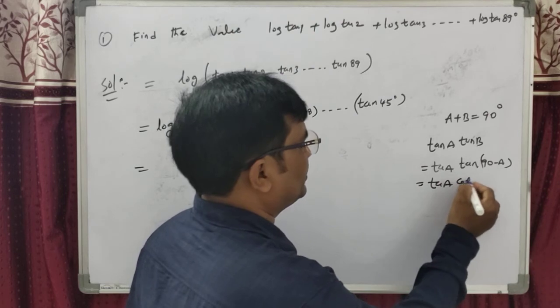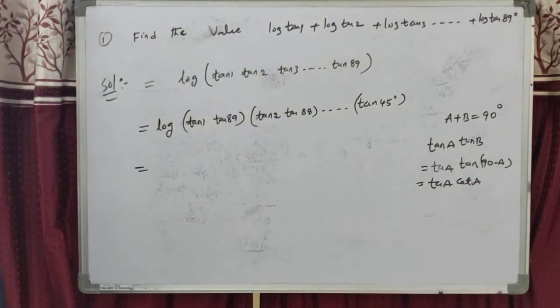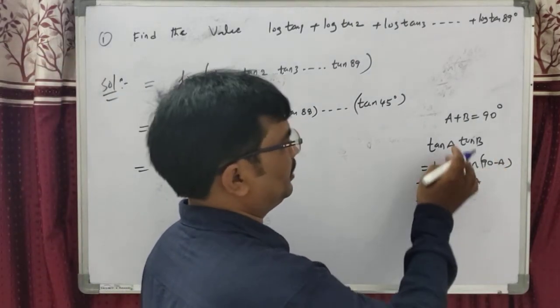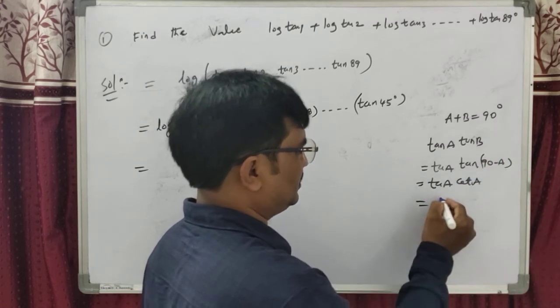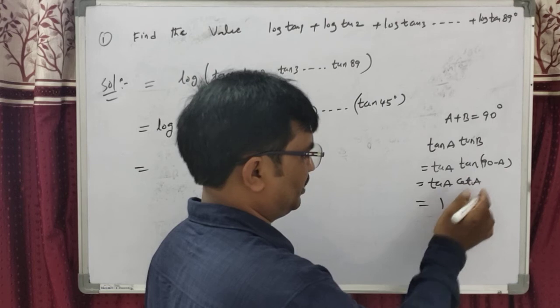Tan 90 minus A is cot A. What, students? Tan 90 minus A is cot A. In the first quadrant, tan is positive. Therefore, tan(90 minus A) is cot A, and cot is the reciprocal of tan, that is 1 by tan A.